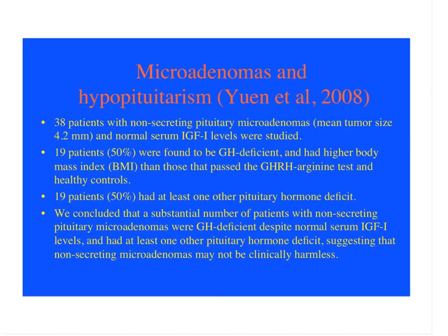The paper we published in 2008 took 38 patients with non-secreting microadenomas. These are small pituitary tumors. The mean size was 4.2 millimeters, and we took patients with normal serum IGF-1 levels. 19 patients, or half of them, were found to be growth hormone deficient. They had a higher body mass index than those that passed the growth hormone releasing hormone arginine test and healthy controls. 19 patients had at least one other pituitary hormone defect, most of the testosterone.